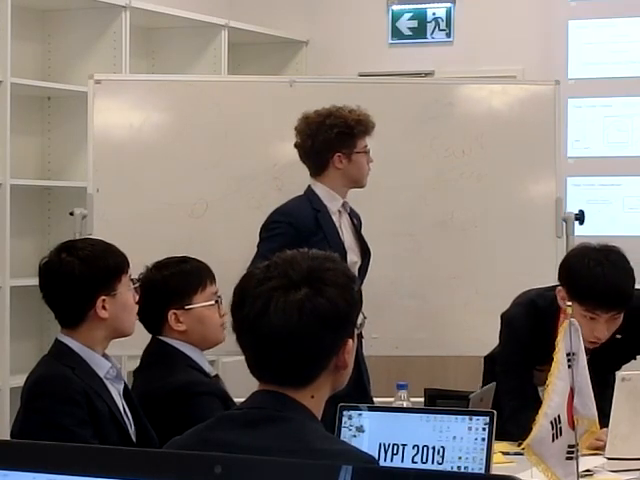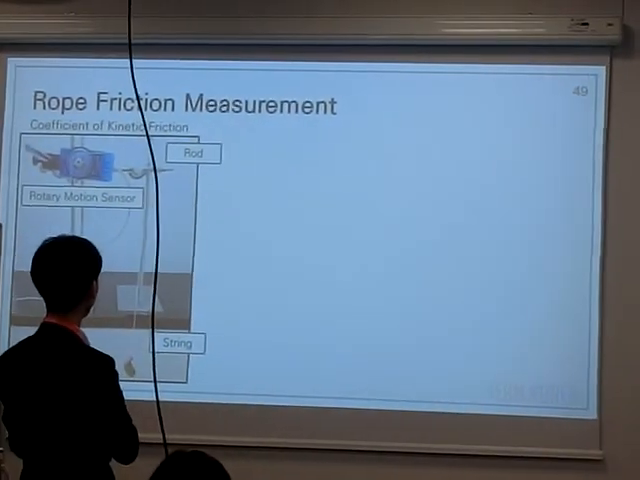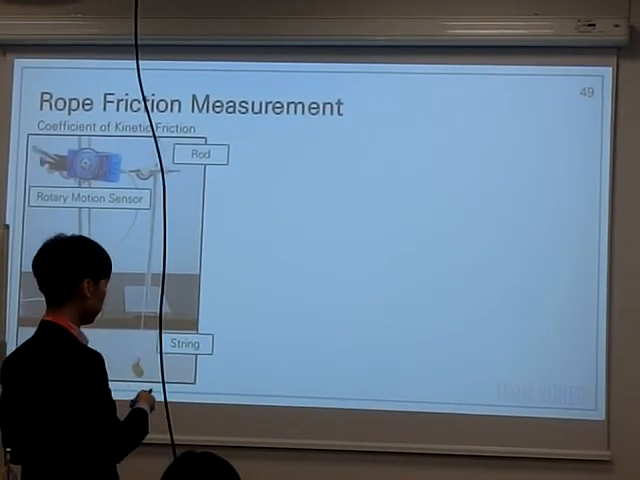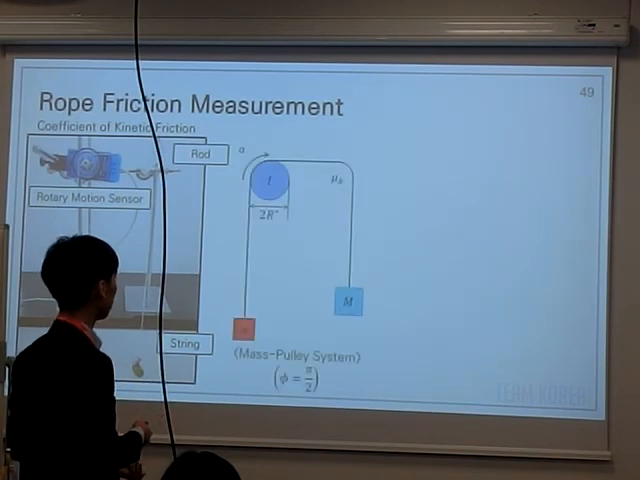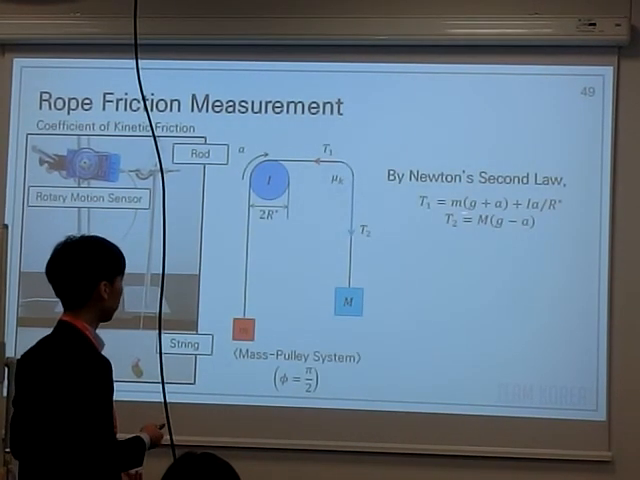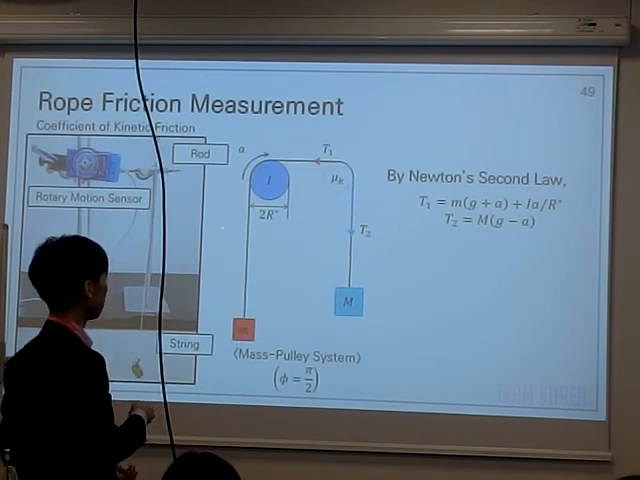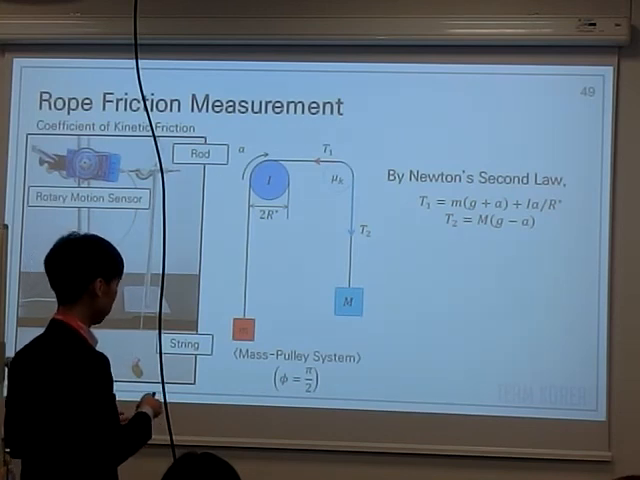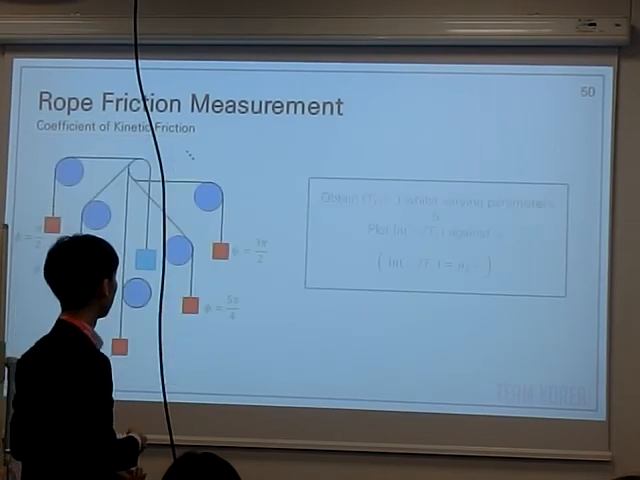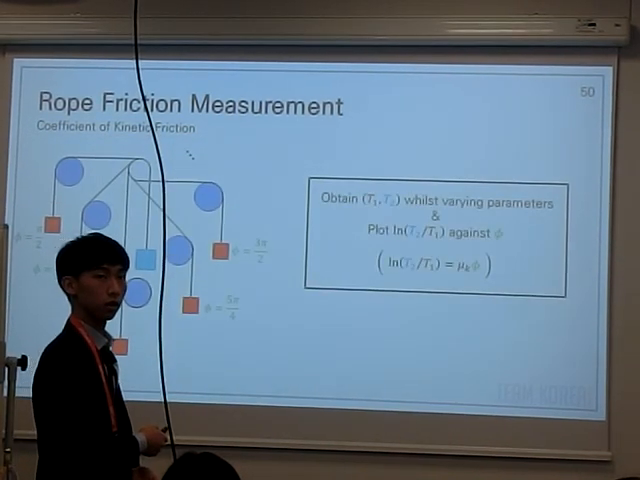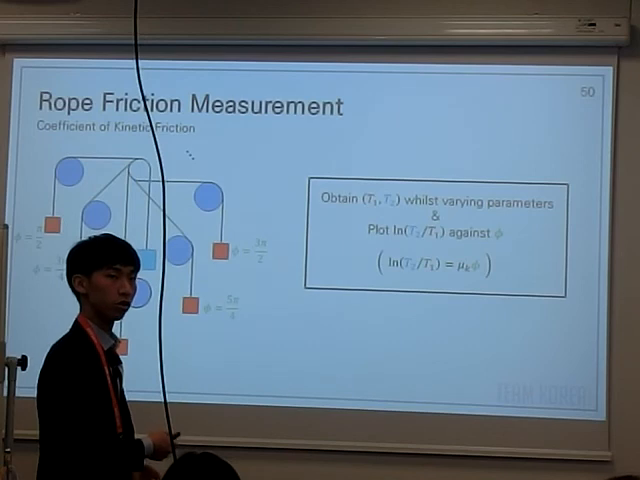So I have constructed a rope flow system that the following diagram shows, and we have used the rotary motion sensor to measure the acceleration of the string between the string and the rod. By using Newton's second law, we were able to get the value of the two tensions on each side of the string by measuring the linear acceleration of the string. Does your kinetic friction coefficient depend on velocity? Oh, it does not depend on the velocity.